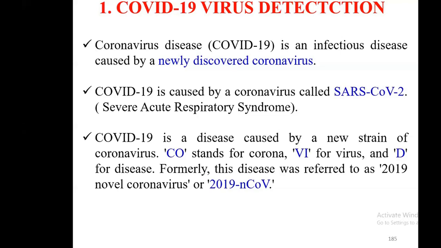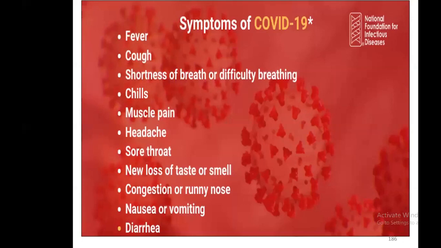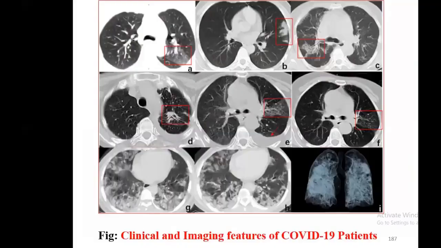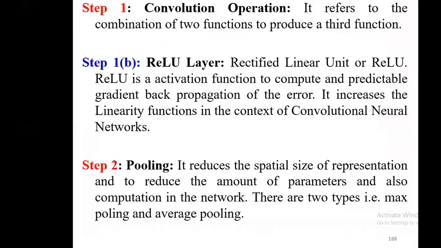D for disease. So it came from SARS coronavirus 2. I mean, COVID virus, severe acute respiratory syndrome. These are the symptoms we have extracted from the various databases: fever, cough, chills, etc. These are the X-ray images I have collected, and I have applied deep learning algorithms like recurrent neural networks and convolutional neural networks. These are the steps I have followed.